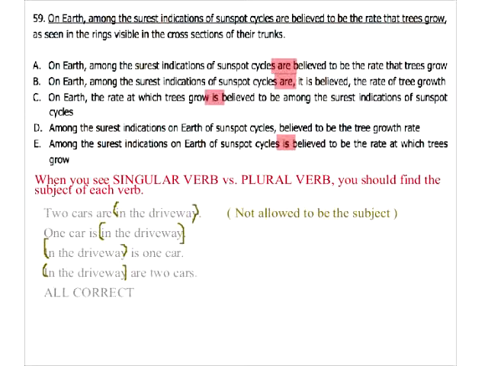So what that means is that these last 2 are reverse constructions. The subject of the 3rd sentence is 1 car, and the subject of the 4th sentence is 2 cars. Same thing, 2 cars are in the driveway, 1 car is. So if we apply that principle to what's up there, I mean, "among the surest indications of spun-spot cycles" cannot be a subject.